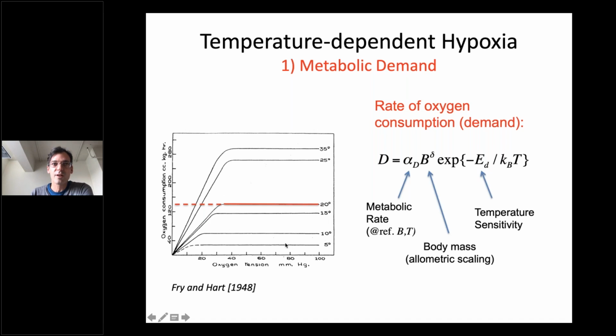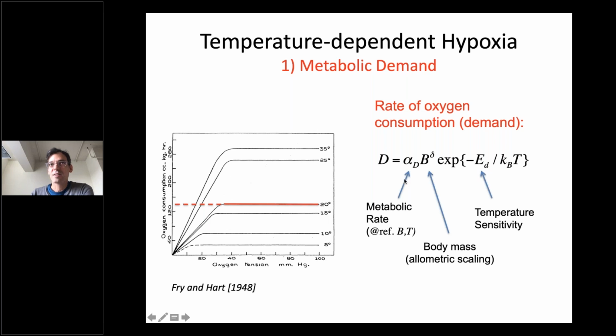And you can see that if you're at high enough oxygen, that rate is independent of oxygen, but strongly dependent on temperature. And it rises pretty quickly as you go from cold temperatures up to very warm temperatures. That rate of oxygen consumption goes up. No surprise, that's been known since even before Fry and Hart, going back to the early 20th century.